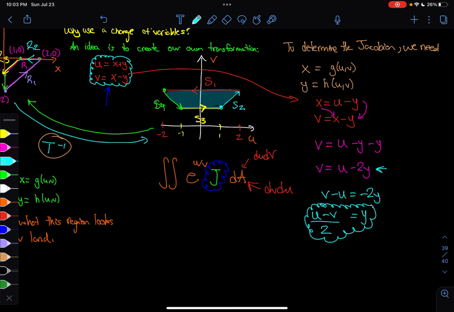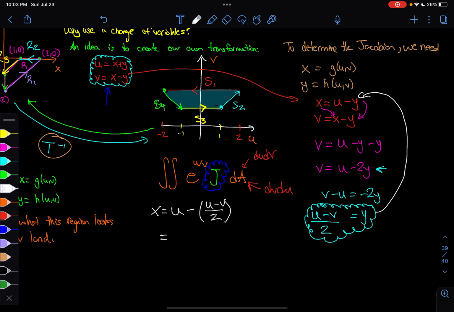Well, if that's what y equals, I should be able to back substitute it into here. So I get x is equal to u minus, and then what do I get? Well, y is equal to (u minus v) over 2. So let's get some common denominators here and get to 2u over 2 minus (u minus v) over 2. I'll just keep it as a fraction like this, and now we'll simplify it. So we should get (u plus v) over 2 is equal to x. Great.